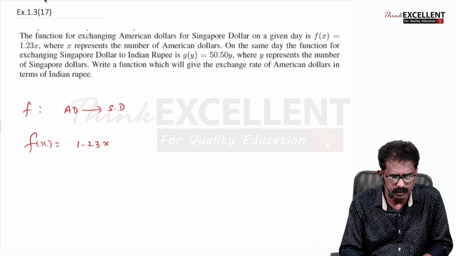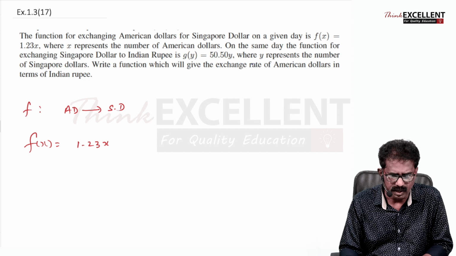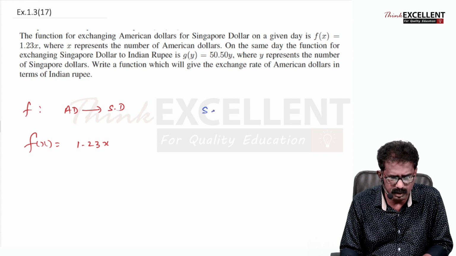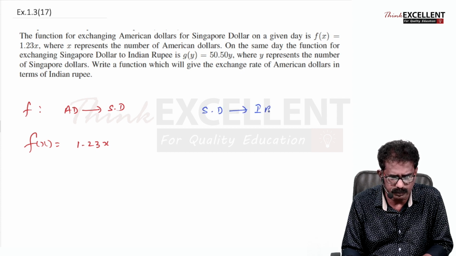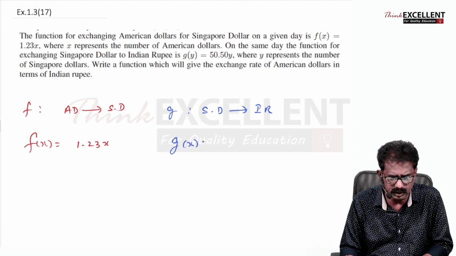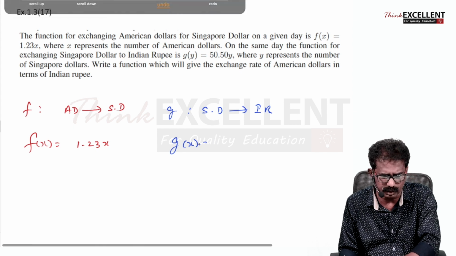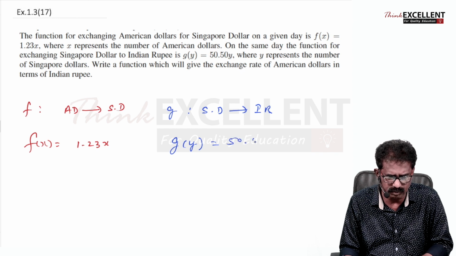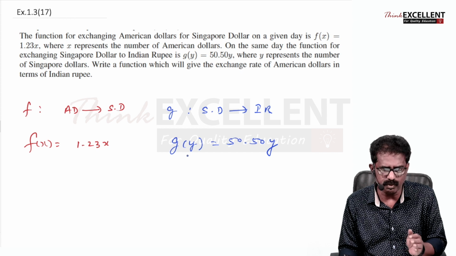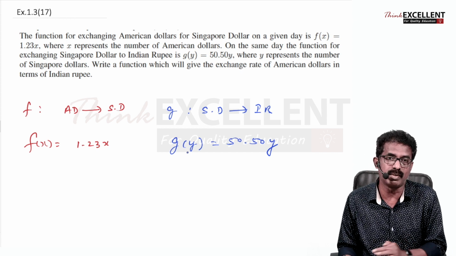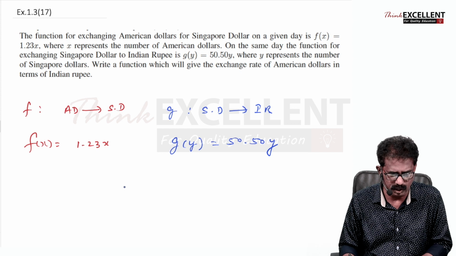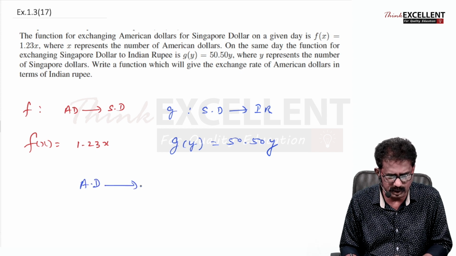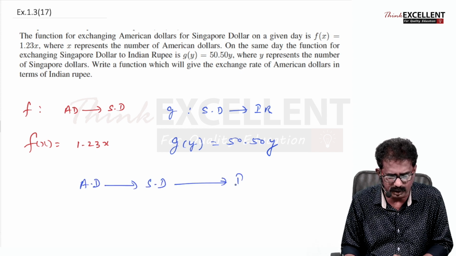And there is one more function. On the same day, the function for exchanging Singapore dollar to Indian rupee. For that they are using the function g, and instead of x they take y. G of y equal to 50.50y. So y is in Singapore dollar. If you multiply by 50.50, it will be converted into Indian rupees. So American dollar to Singapore dollar, then Singapore dollar to Indian rupee.